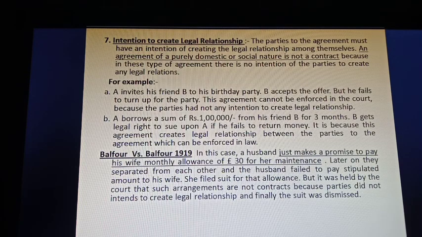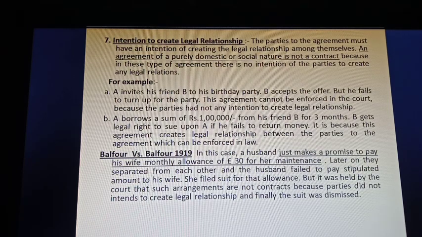If there will be such a type of intention, then the agreement becomes the contract. But if the parties have not any intention of creating legal obligation with each other, then that agreement cannot become the contract. An agreement which is purely domestic or social in nature is not a contract. Why? Because in these types of agreements, there is no intention of the parties to create any legal relations with each other. Let us take two examples one by one.